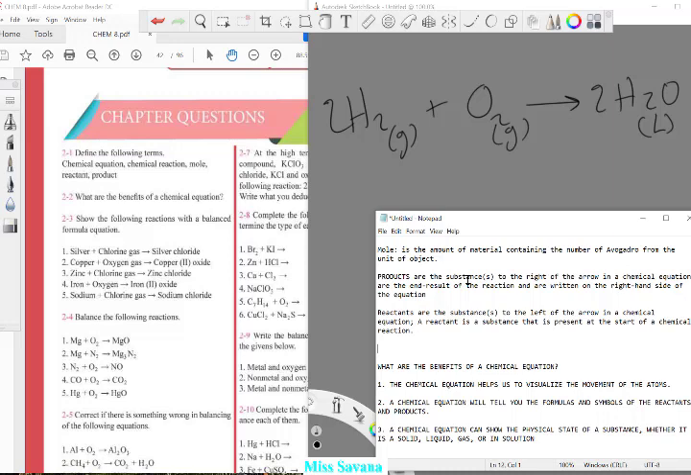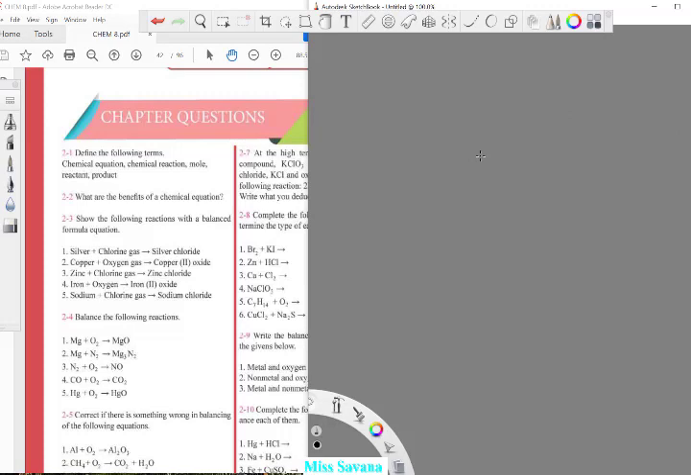Now we're gonna start with the more practical part, balancing and types of chemical reactions. So here we go. Now 2.3, he said, show the following reaction with the balanced formula equation. What does he want from you? He wants you to write the symbols, and then after writing the symbols, balance the chemical equation.